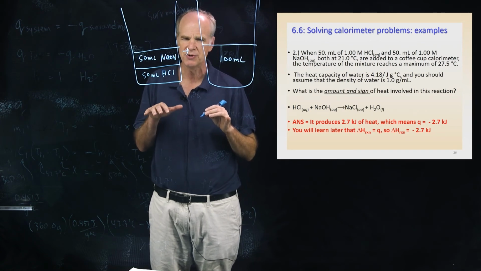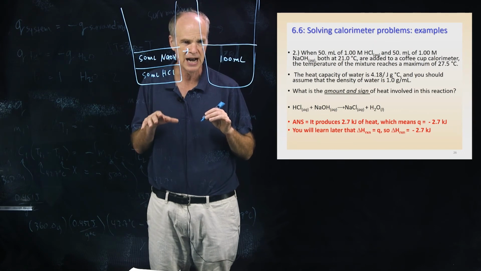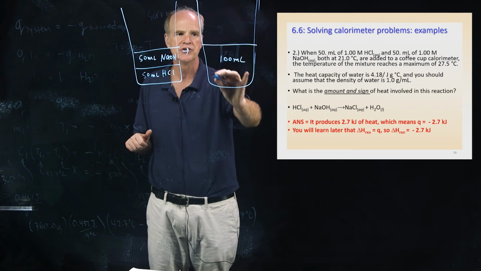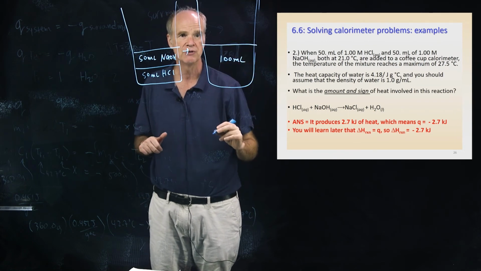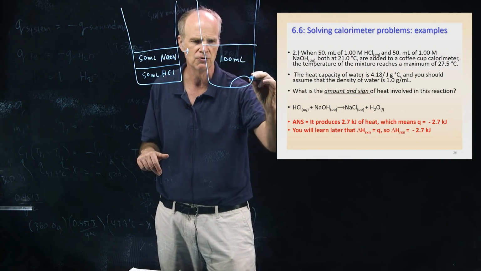So I think the best way to solve this problem is to think of the system as the chemical reaction itself, while the surroundings would be just 100 milliliters of solution or water that's surrounding those chemicals. So here's the way you might think about it.